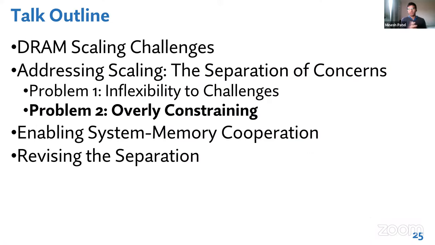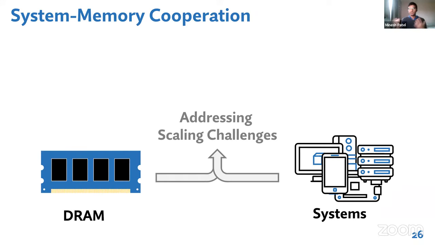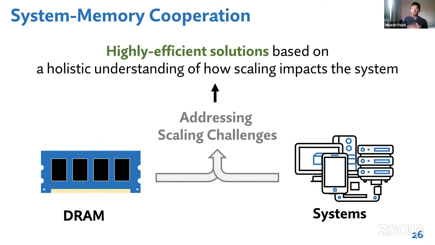So the second problem here, where separation of concerns begins to constrain the solution space, is what I'll discuss next. So I'll introduce this concept of system-memory cooperation, which is essentially a promising set of solutions for addressing DRAM scaling challenges by having DRAM producers and DRAM consumers work together to address these scaling challenges jointly. And so these solutions are typically driven by consumers using information from the producers themselves, and this results in highly efficient solutions based on a more holistic understanding of how DRAM technology scaling actually impacts the system.